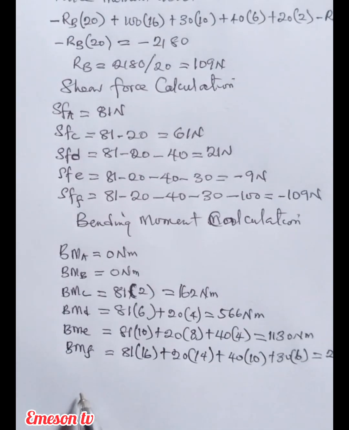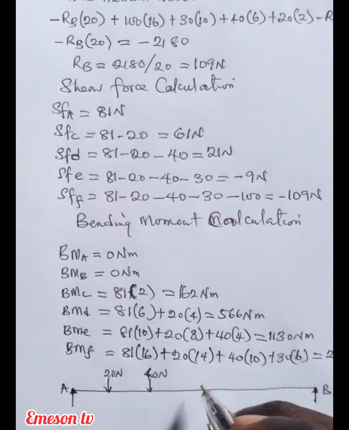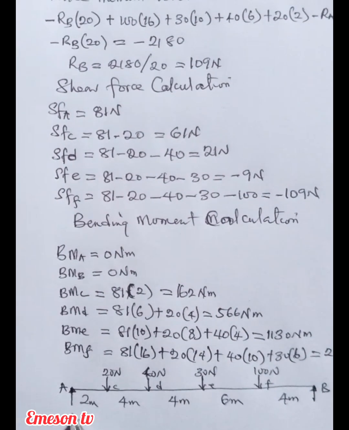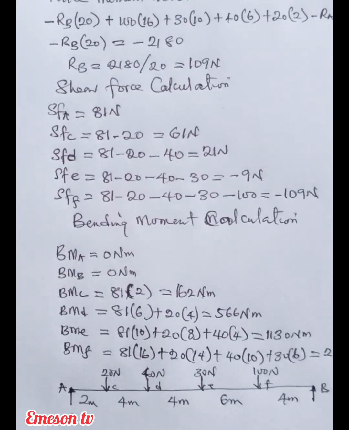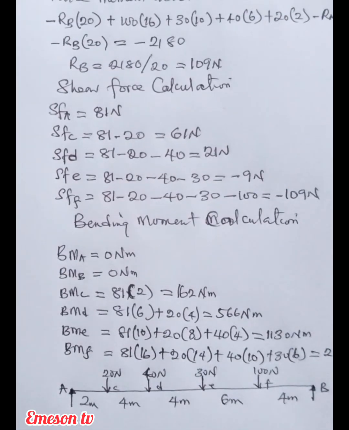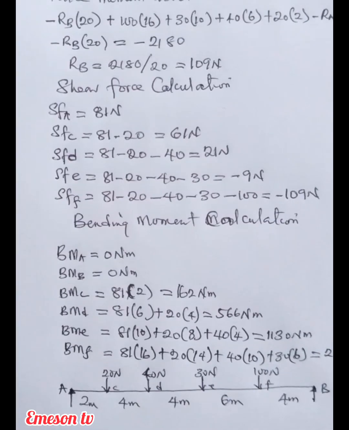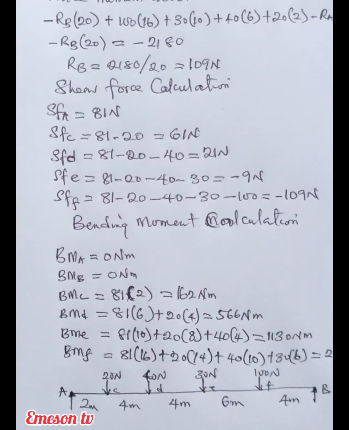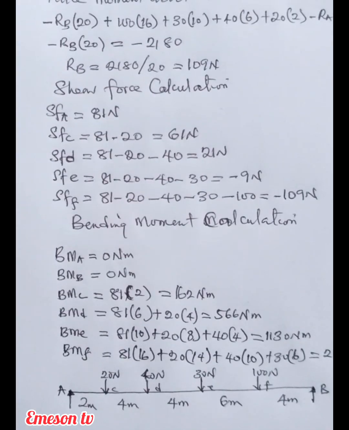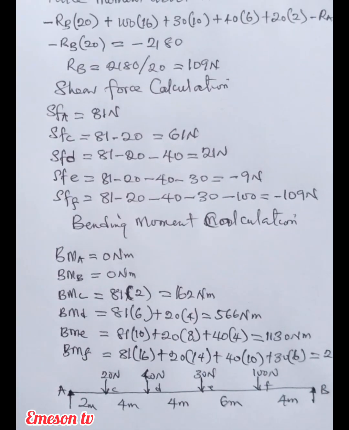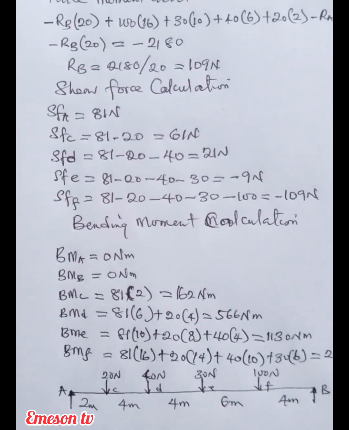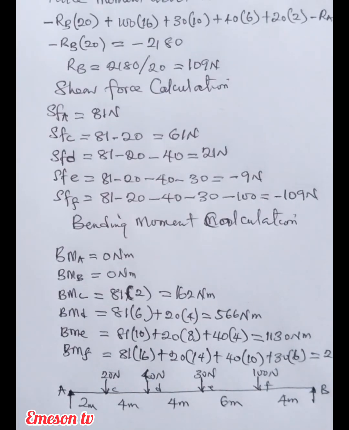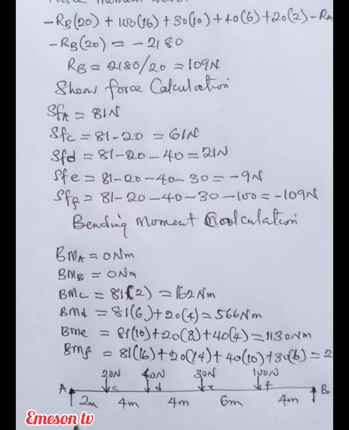Now we've been able to get the bending moment values and the shear force values, so we can now draw the diagram. We draw a line horizontally for the shear force diagram. Anything upward is positive, anything downward is negative. The shear force at point A is 81, the next one is 61, so it's dropping. So the highest will be this.